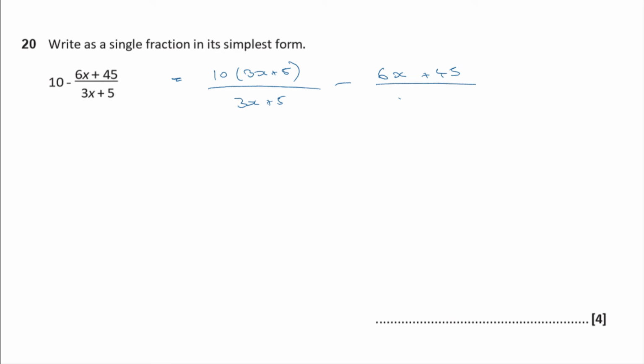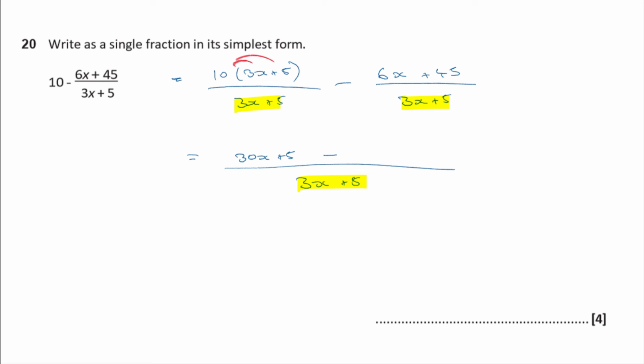Writing down that thing, you can see now I've got two fractions with the same denominator, here and here. So I can rewrite that as a single fraction over one denominator of 3x plus 5. So what have I got? I've got this thing on the top here, 10 lots of 3x plus 5. I'm just going to multiply that out while I'm at it. 10 lots of 3x is 30x, and 10 lots of 5 is 50. So that's going to become 30x plus 50.